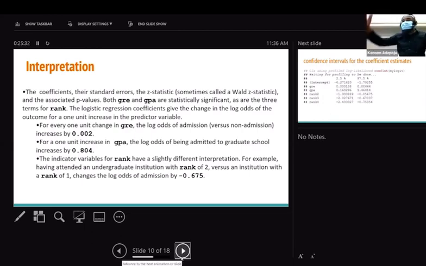That is the way you're going to interpret every other one, because it is expected that you give interpretation to all the estimates. Like I said, they are log odds estimates, and that is the reason why we were referring to the log of admission.